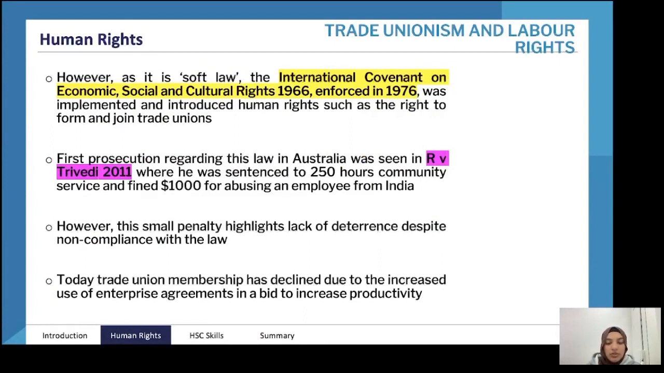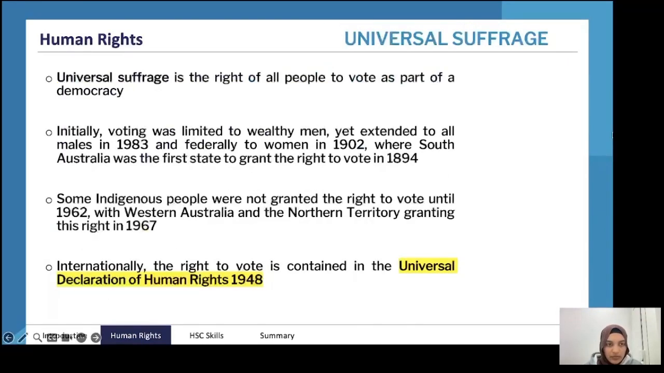Today, trade union membership has declined due to the increased use of enterprise agreements, so agreements made at the workplace level in a bid to increase productivity. So we don't see as much trade union membership nowadays. Okay, moving on to universal suffrage. So universal suffrage refers to the right of all people to vote as a part of a democracy.